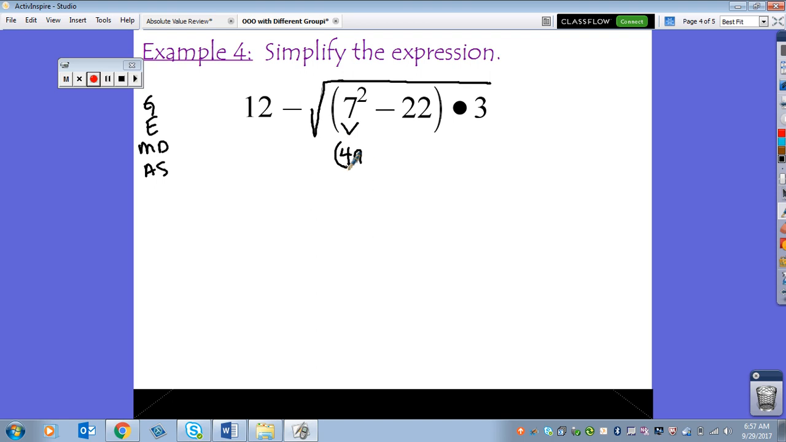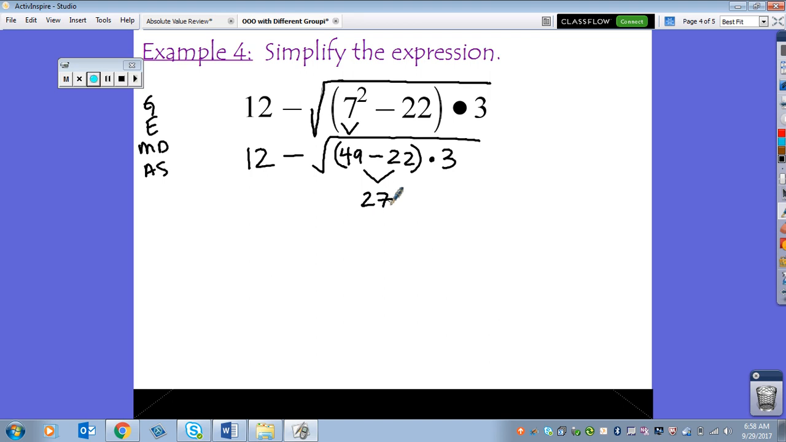I need that still in grouping symbols because I haven't done anything with the subtraction yet. I bring down the multiplying by 3. I put the square root over everything, and then I bring down the 12 and the subtraction out front. I'm still not done with the grouping symbols inside the square root, so I'm going to do 49 minus 22. When I do that, I'm going to get 27.